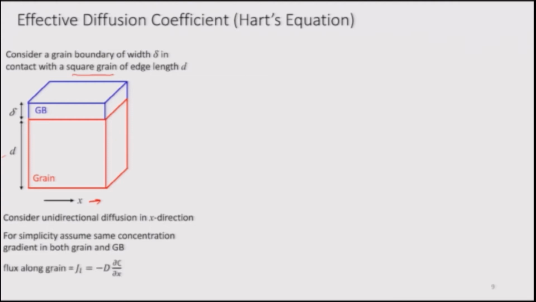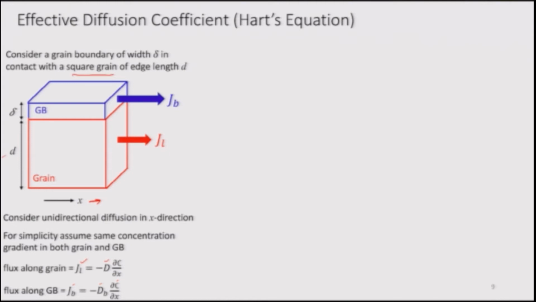So, the diffusion flux along the grain would be given by J_L is equal to minus D dou c by dou x. D is the lattice diffusivity, and the flux along the grain boundary would be given by J_B is equal to minus D_B dou c by dou x. D_B is the grain boundary diffusivity here, and one can see, since the grain boundary diffusivity is higher than lattice diffusivity, the flux itself would be higher along the grain boundary as compared to along the grain.